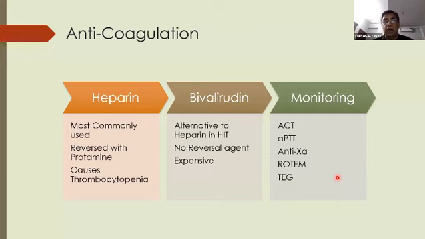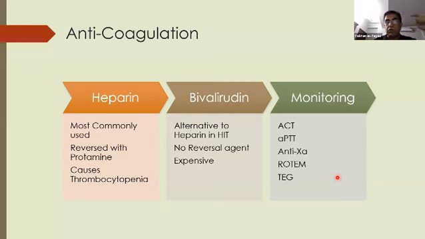So the monitoring which we do is the ACT, which I've already told you that we do in our setup. APTT, because it's not a bedside thing to do, but we do it daily, and whenever we have a bleeding patient, then we do it. Anti-Xa is not available. ROTEM and TEG are only done when we have a patient who is bleeding and we are unable to control it and we don't know what the reason is. Then we do the TEG. Otherwise, we don't do the TEG for monitoring purposes.